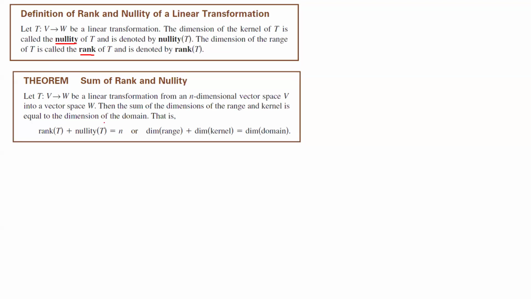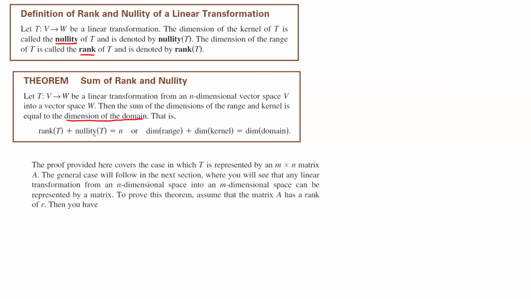Let T from V to W be a linear transformation from an n-dimensional vector space V to a vector space W. Then the sum of the dimensions of the range and the kernel is equal to the dimension of the domain, everybody. So n is equal to rank of T plus nullity of T.